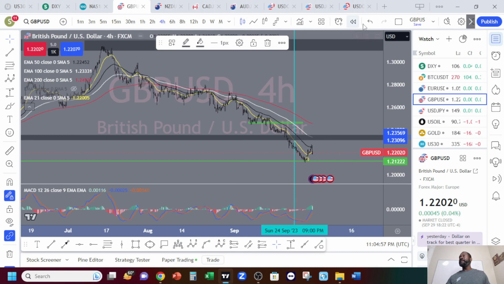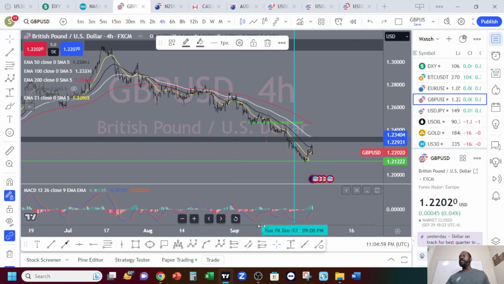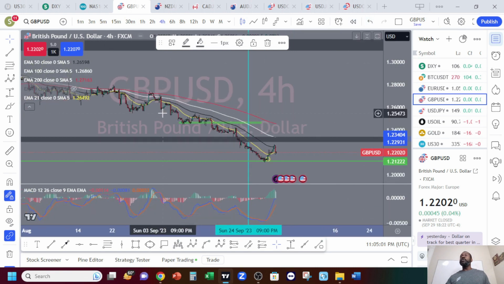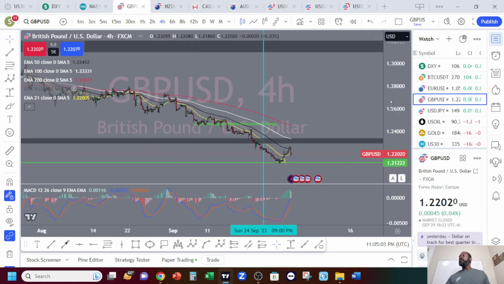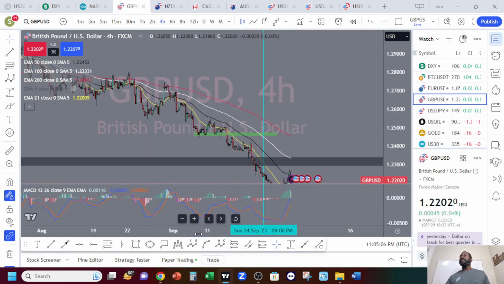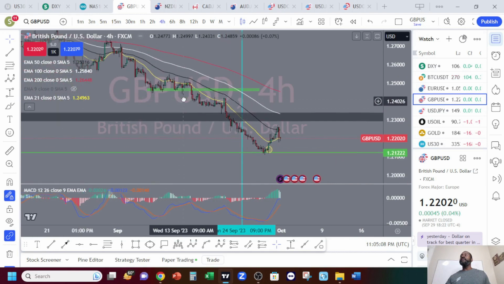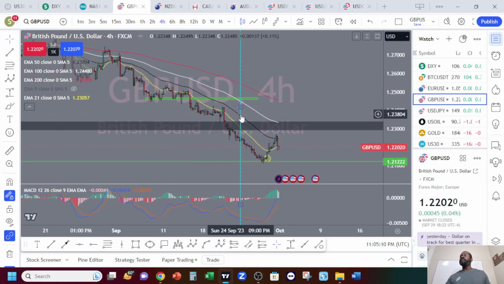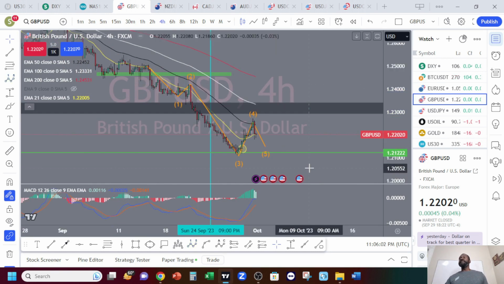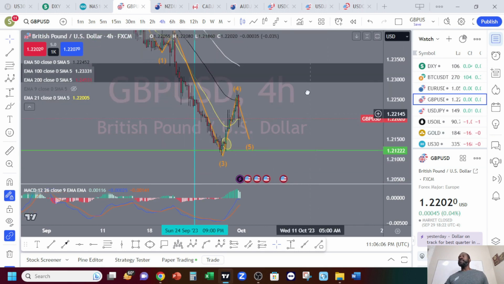Why do I say that? Because it's doing lower low, lower high. And then look at the EMAs, the 50, 100, and 200 EMAs. They're all way up here on top of price, and they line up 1, 2, and 3. It's heading down. So if you were in the market last week, let's bring it up.